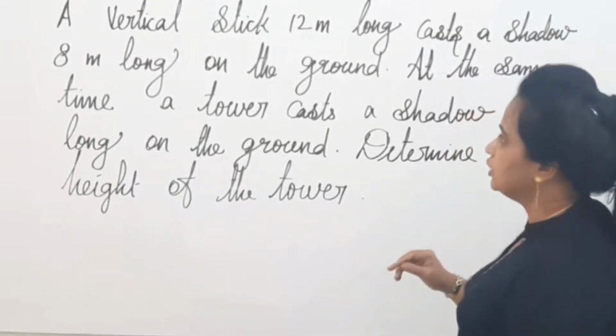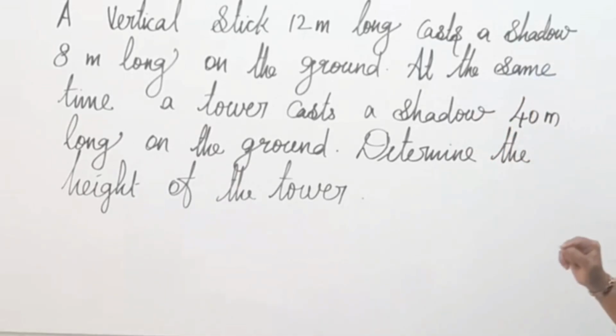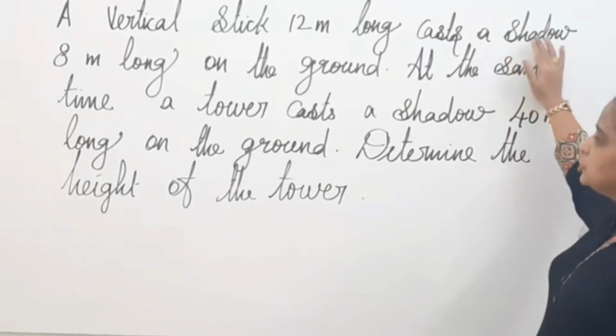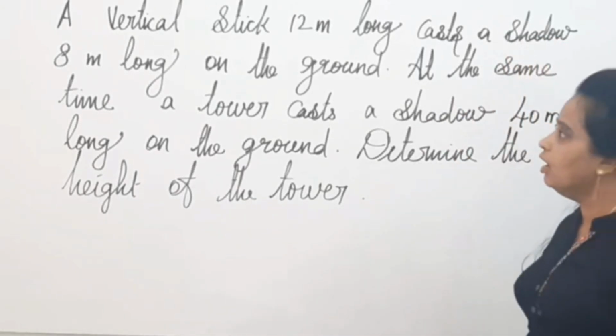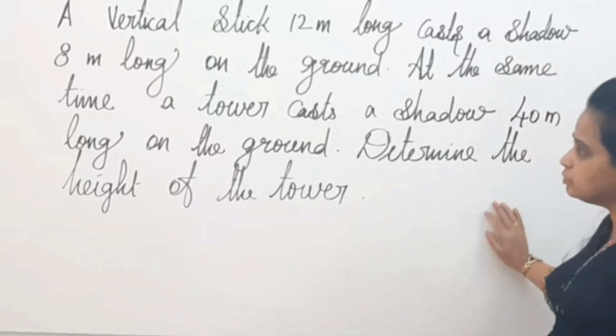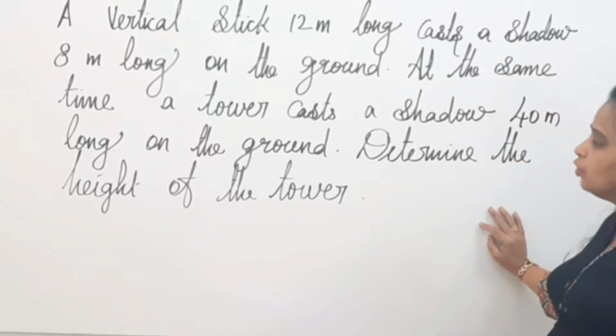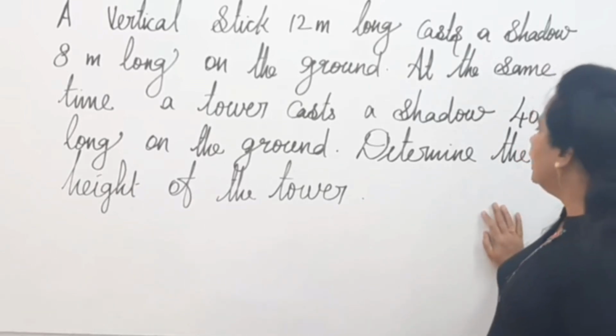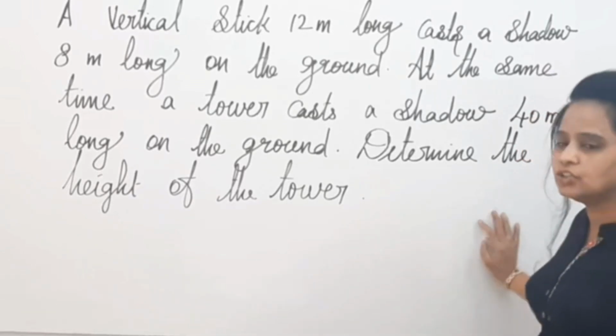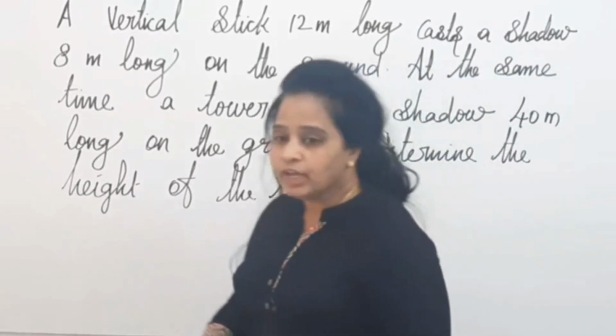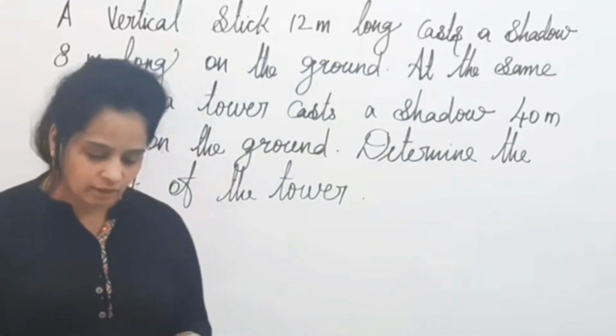Children, in this question, a vertical stick 12 meter long casts a shadow 8 meter long on the ground. At the same time, a tower casts a shadow 40 meter long on the ground. Determine the height of the tower. So we have to find the height of the tower.